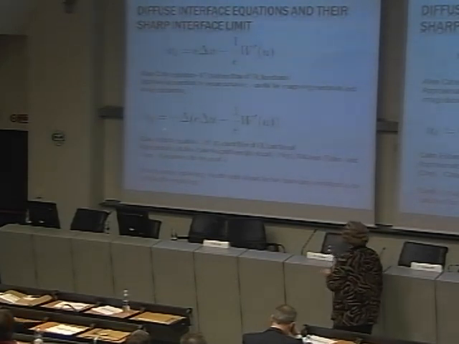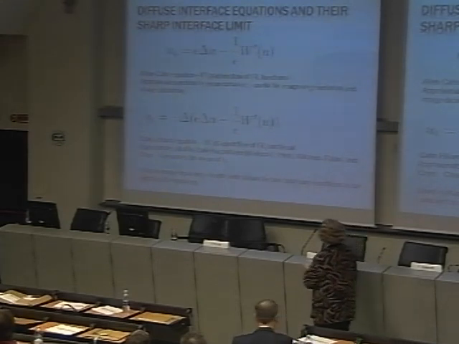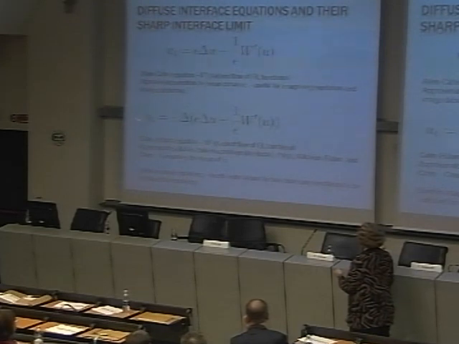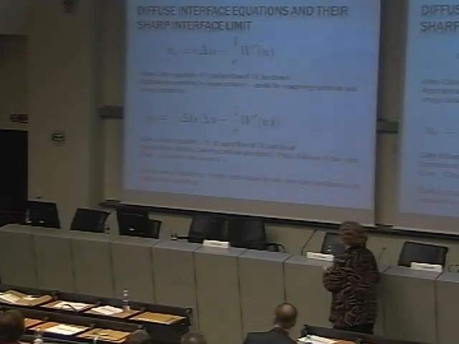Now, what you can also do, and it turns out there are reasons why you might want to do this, is an H^-1 gradient flow. This gives you the Cahn-Hilliard equation. So Cahn-Hilliard is fourth order. I have two Laplace operators here.